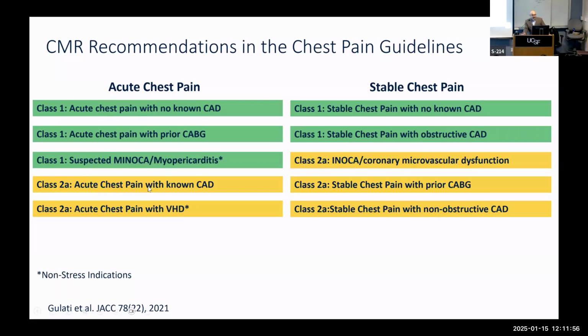Also, acute chest pain with known CAD at 2A and acute chest pain with valvular heart disease. These other recommendations are all at the same level of recommendations as all of our other stress tests. So anybody that you would be thinking about, say a stress PET or a SPECT study, stress echo, those patients would be appropriate for MRI. And then also class 1 indications in stable chest pain with no known coronary disease or those with known obstructive coronary disease to understand functional significance. And then there's a number of 2A recommendations in ANOCA, stable chest pain with prior coronary disease, and stable chest pain with non-obstructive coronary disease.